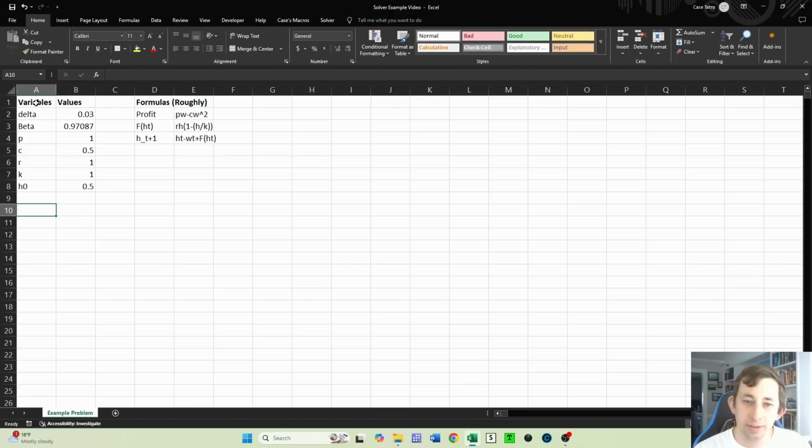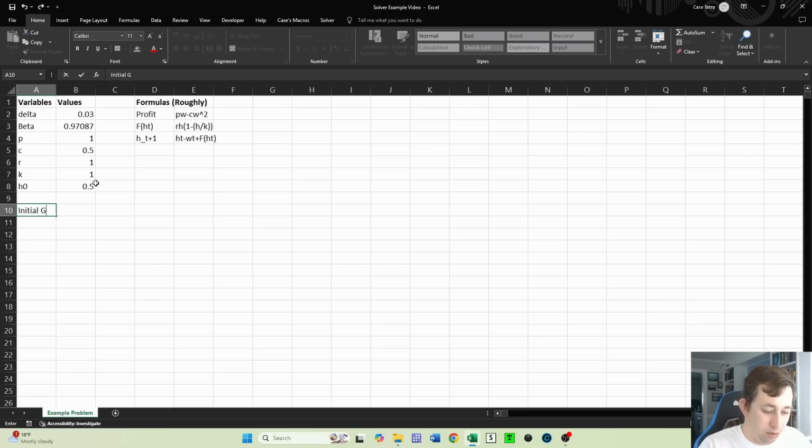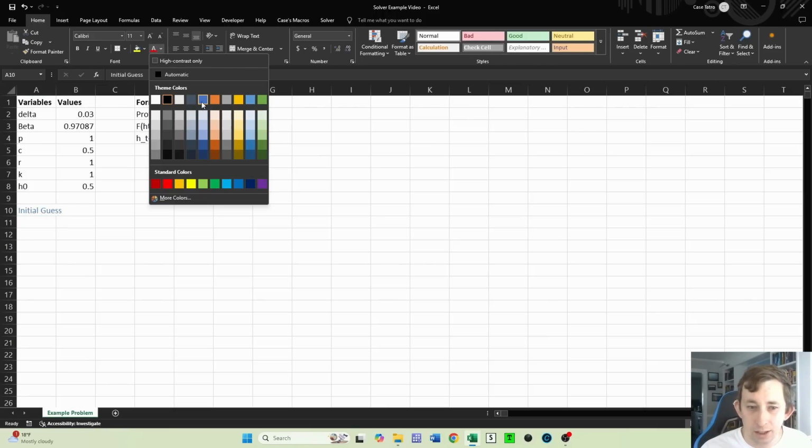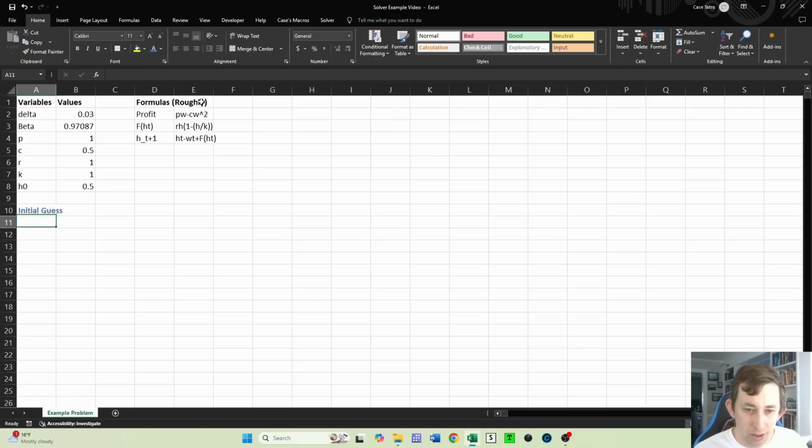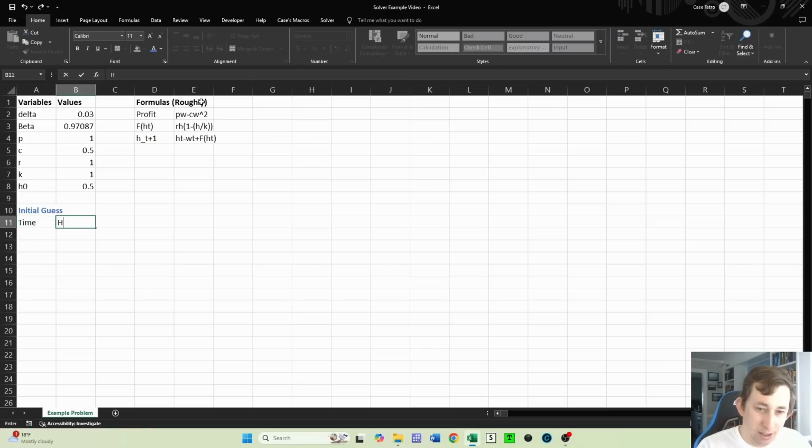Okay, so now what I want to do is set up my spreadsheet for my initial guess for how this is going to go. So I'm going to type in initial guess, and I'll make that a fun color just so I can remember it. I'll make that bold, again, just for fun. And so the things I need in my spreadsheet: I need time. I need to know what H is. I need to know what F of H is, or my growth, and I'll make that lowercase, F of H. I want to know W. I need to know profit, which I'm going to call pi. And I need to know the present value of pi.